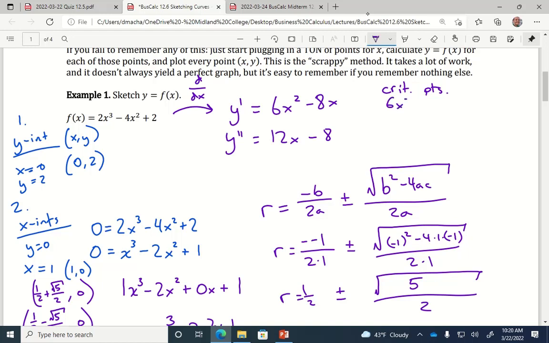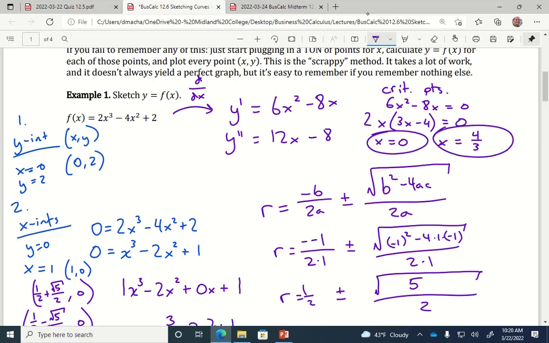So if I have 6x squared minus 8x equals 0, one of my critical points is going to be at x equals 0, because I can factor out an x. And then if I factor out a 2x, I'll be left with 3x minus 4. And so my other critical point is going to be at x is equal to 4/3. So x equals 0, x equals 4/3. Those are going to be my two critical points.